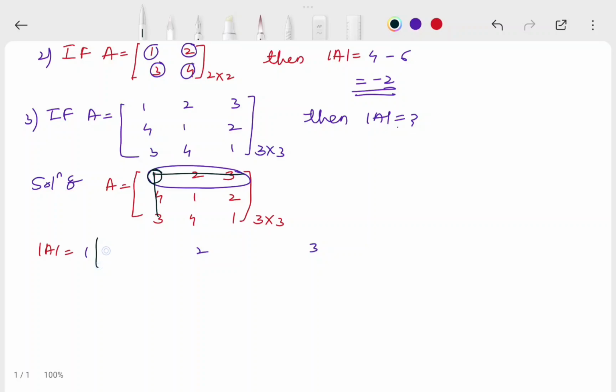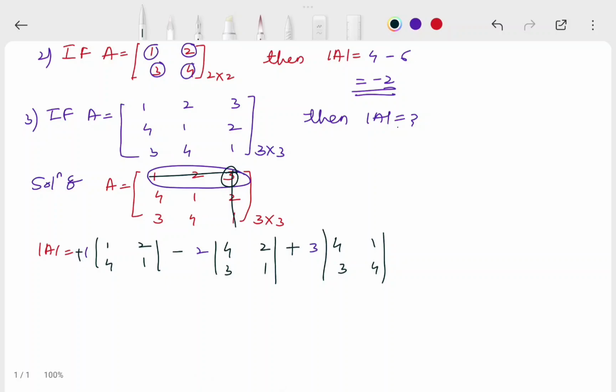So, the left matrix is 1, 2, 4, 1. Then pick the second number and cover its row and column. The second number is 2, cover its row and column. The left matrix is 4, 2, 3, 1. Now pick the third element of the top row, which is 3, and cover its row and column. The left matrix is 4, 1, 3, 4. Now give the alternate sign. So first sign is plus, second sign is minus, and third sign is also plus.